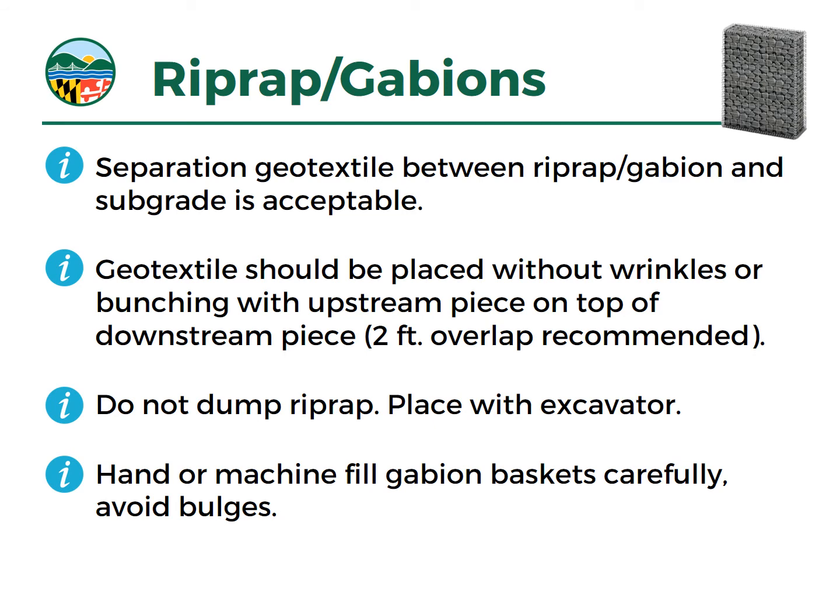That intimate contact with the geotextile and the adjacent soil is really critical for effective function of the geotextile. So if you've got wrinkles or voids, you kind of take away some of the ability of the geotextile to do any of the filtering that it may or may not be able to do. Don't dump riprap, place it with an excavator. That's important so that you get good interlock between those riprap pieces so that they don't move on you later down or slump down a slope.